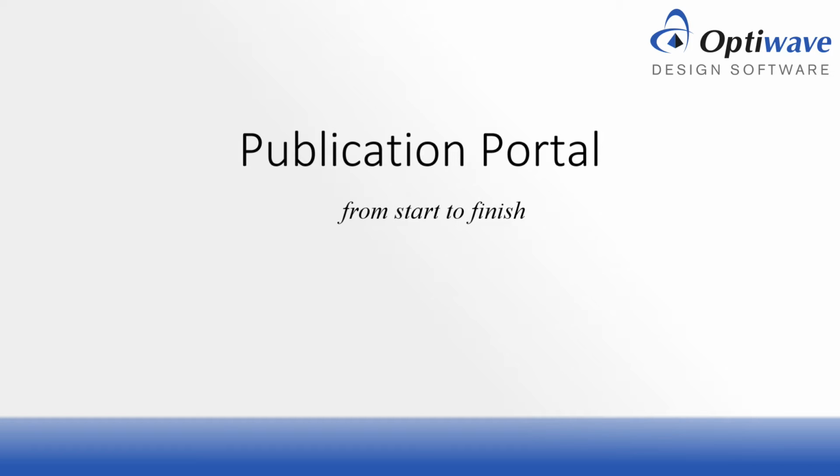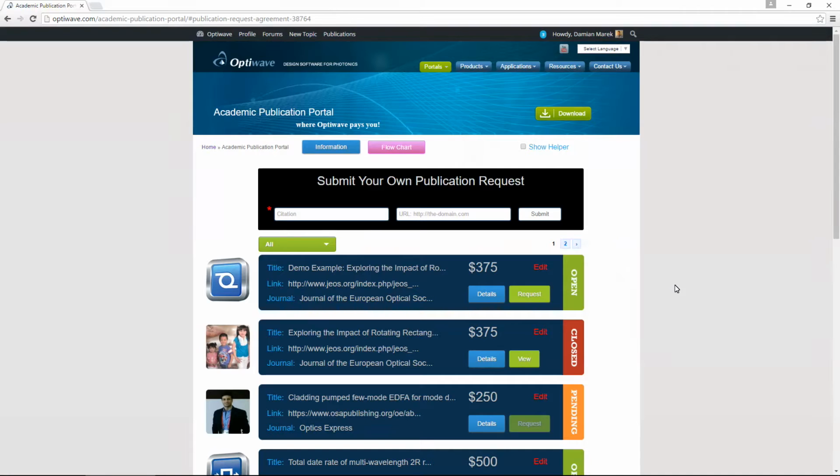Publication Portal is a new initiative with the goal of leveraging the expertise of Optiwave software users to create and share new applications. This means Optiwave will pay you to develop project files and reports that are based on peer-reviewed articles. You can either choose one of our pre-approved articles to work on, or you can submit a link to an article of your choice.